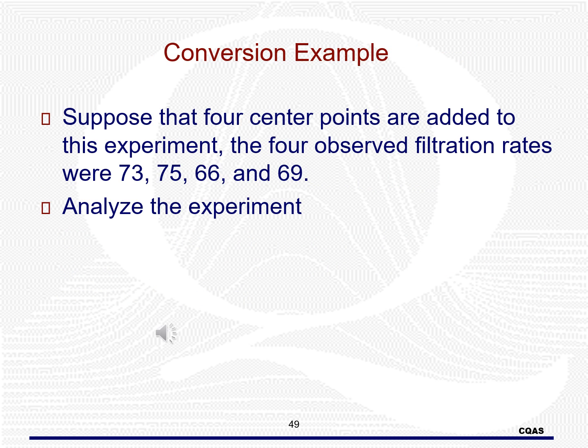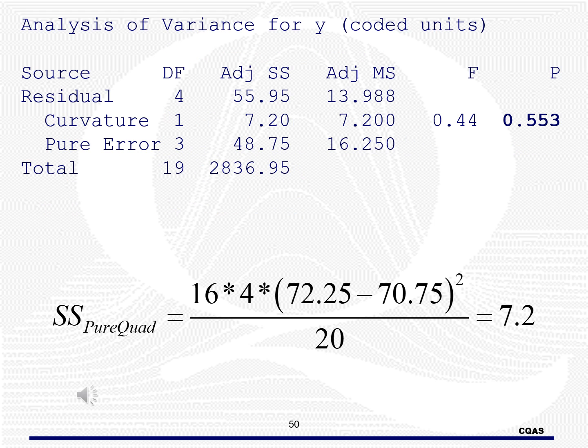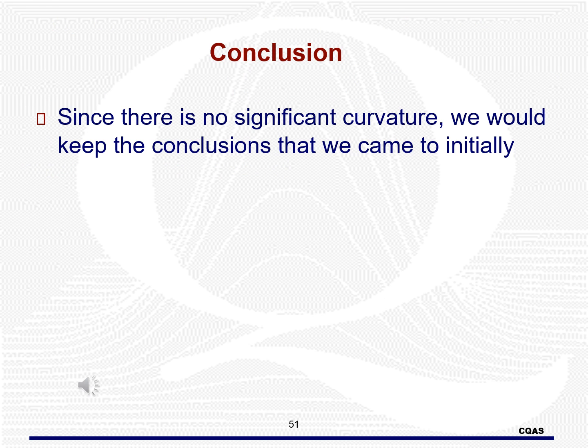Now suppose that we added 4 center points to our conversion example. Let's use this information to analyze the experiment. We can create the test for curvature using the MS for the pure quadratics and pure error, which are given in this table. Based on the large p-value, it seems that a higher order model isn't necessary. We can conclude from this that since there is no significant curvature, the conclusions that we came to initially are valid.